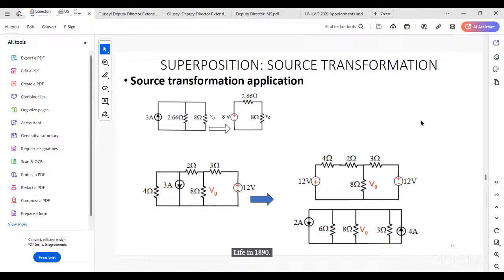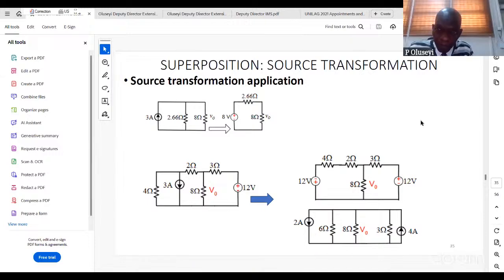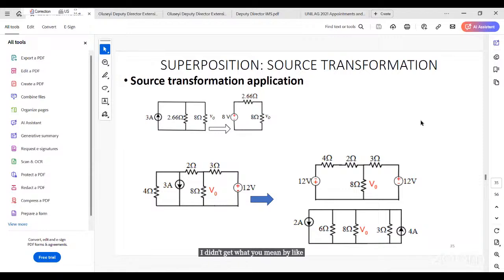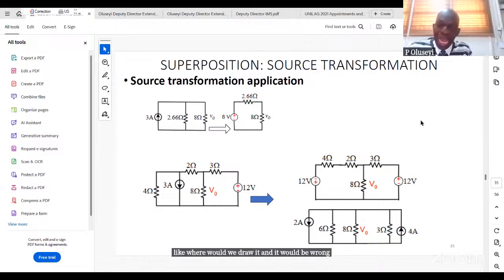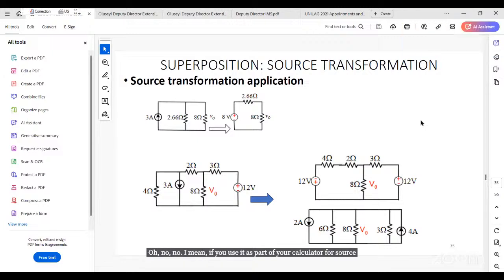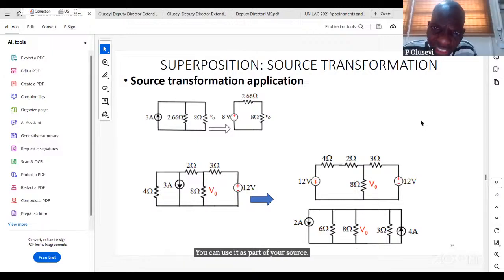Sorry, sir. How do you mean if anybody draws it? I didn't get what you mean by if anybody draws it as part of, where would we draw it and it would be wrong? No. I mean, if you use it as part of your calculation for the source. Oh, okay. Thank you, sir. You can't use it as part of your source, because I've told you, source transformation is only for the sources, the current sources and resistors that make up the source. And I have identified 8 ohms as output of the whole circuit. So that means you will not touch it in your source transformation.